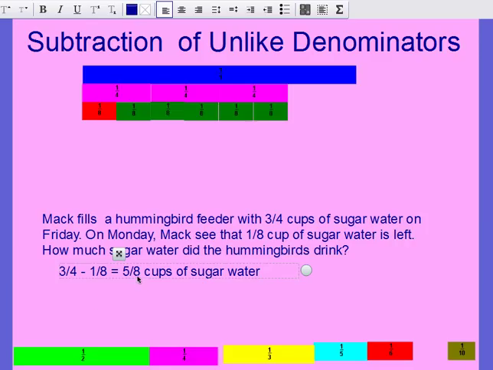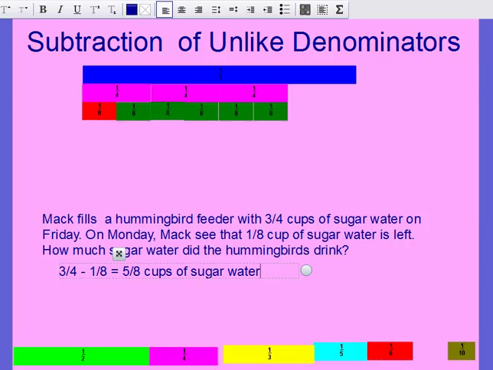Now I want to take a minute, look at my answer, and I want to know if I can simplify that because it always wants us to simplify it. 5 is a prime number, and so the only thing I can do is, can 5 go into 8 evenly? No, so it's in its simplest form.